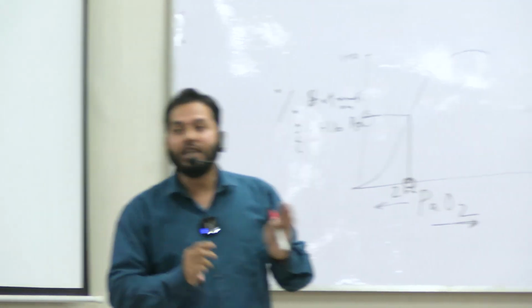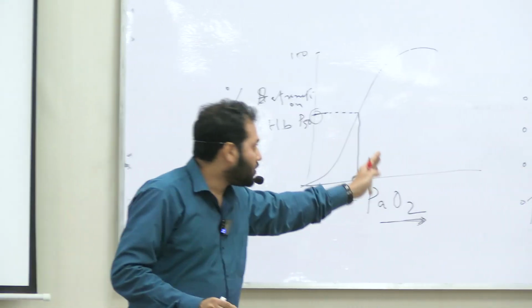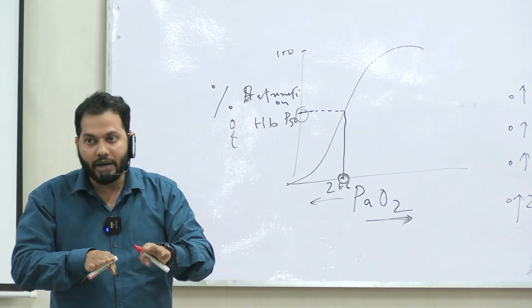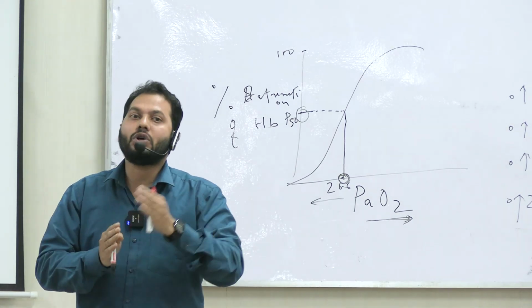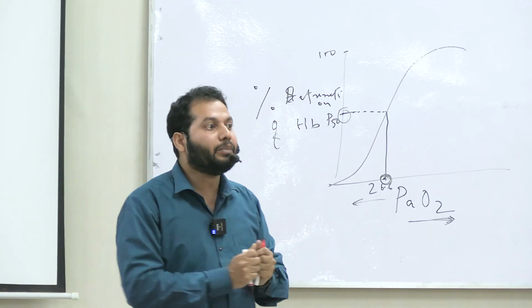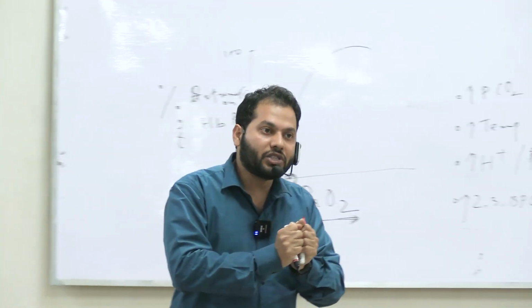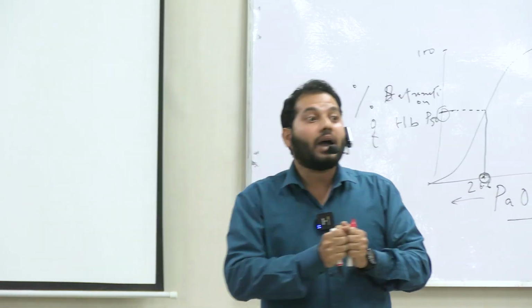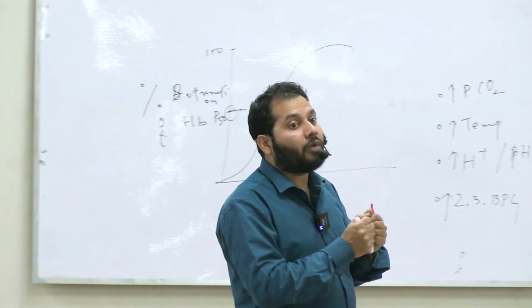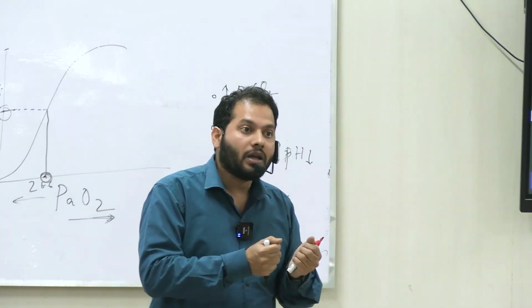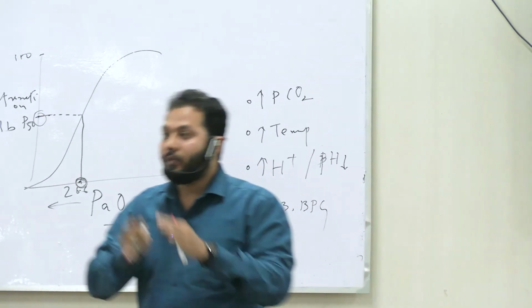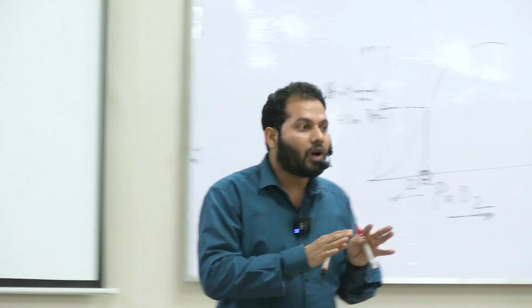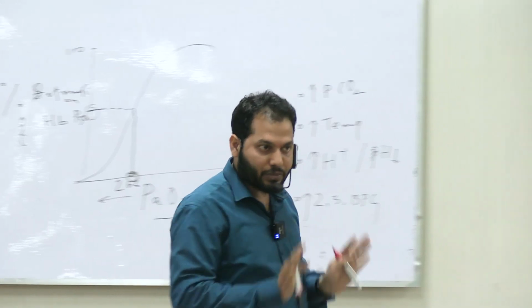At the same time, if the concentrations of all those factors are less, right, the graph will shift towards the left side. It means the affinity of oxygen with hemoglobin will be more. So the loading capacity of hemoglobin will be high, and the unloading capacity of hemoglobin will be less. The cells will get less oxygen to perform cellular respiration, right?